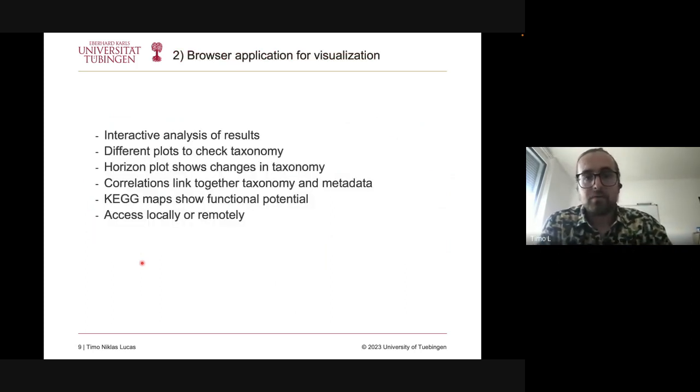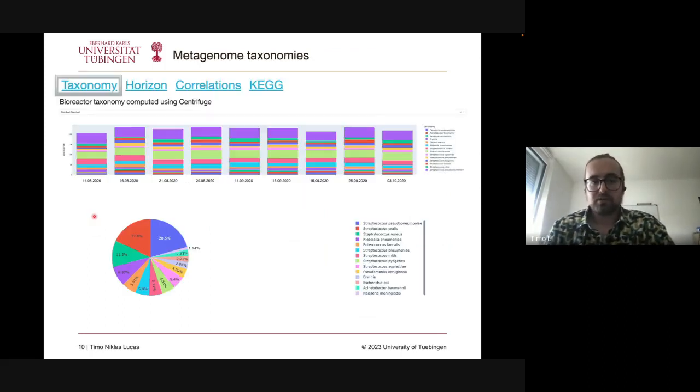Yeah, so next I'm going to talk about the second part of the tool. After you run the pipelines and your data is analyzed, you can get some interactive analysis results, different plots to check out your taxonomy, something called a horizon plot, then correlation plots, KEGG maps. I'm just going to dive into this now.